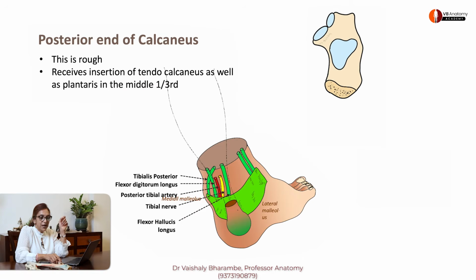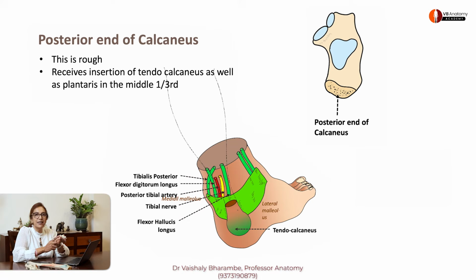The posterior end of the calcaneus receives the wonderful tendon, your favorite tendon, the tendo-calcaneus or Achilles tendon. Okay, so that comes and gets attached here along with the tendon of plantaris. You can see that happening here. This is the posterior end. And here you can see the beautiful tendo-calcaneus getting inserted into the posterior end of the calcaneus.